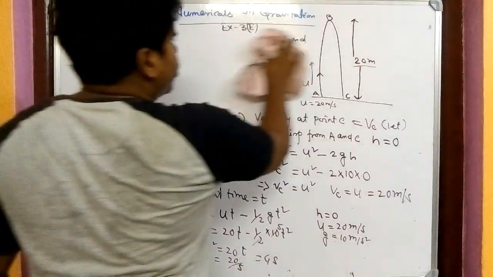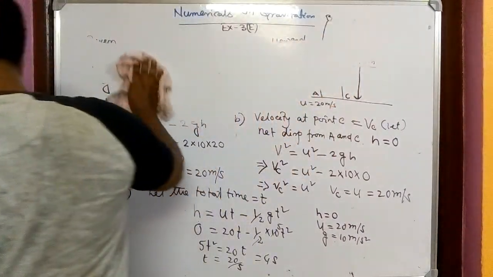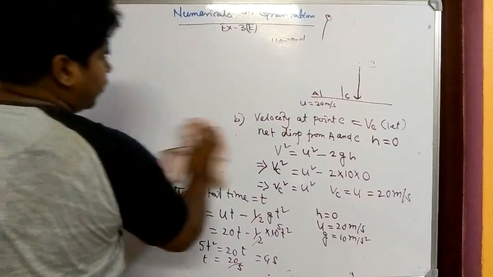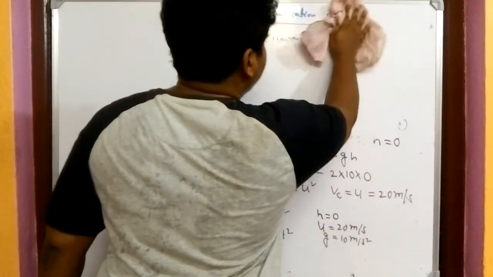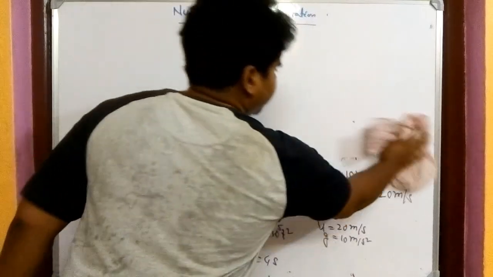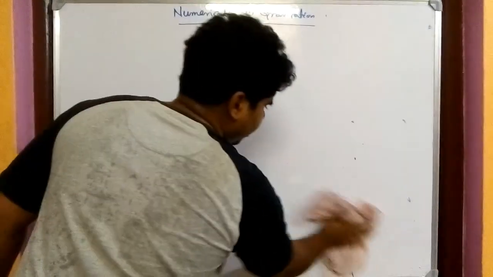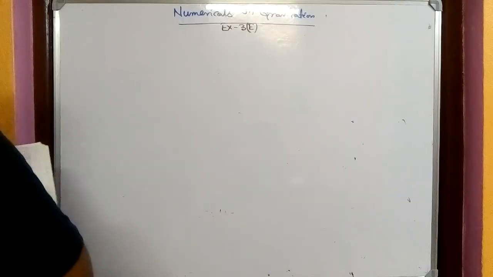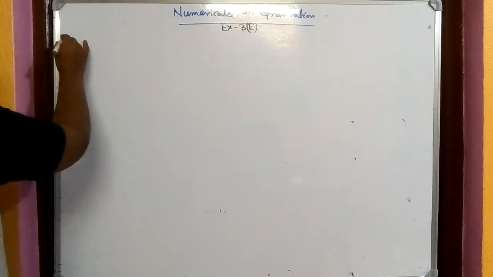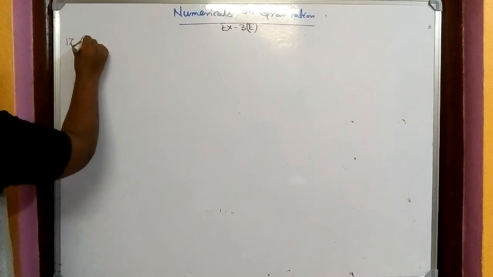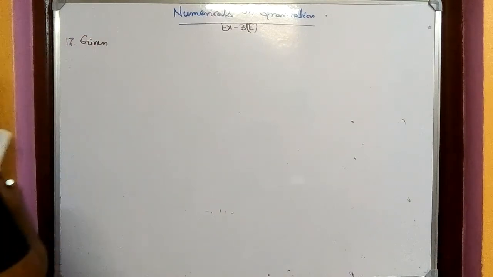For the next question, we'll go to question number 17. I think it is a little more complicated. Not too much, a little. Question number 17, what things are given here? First we have to see.